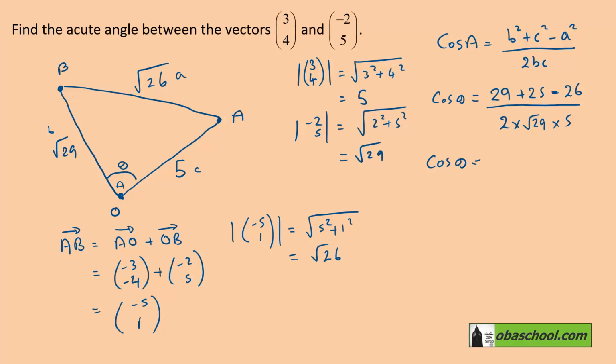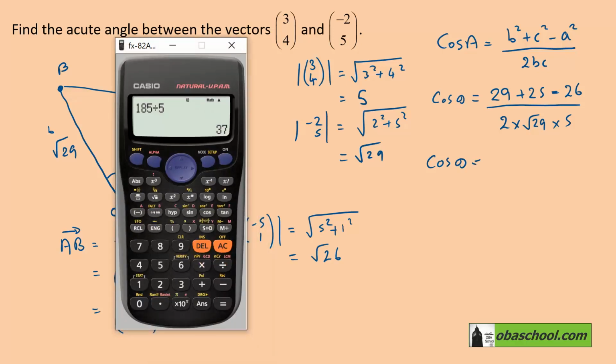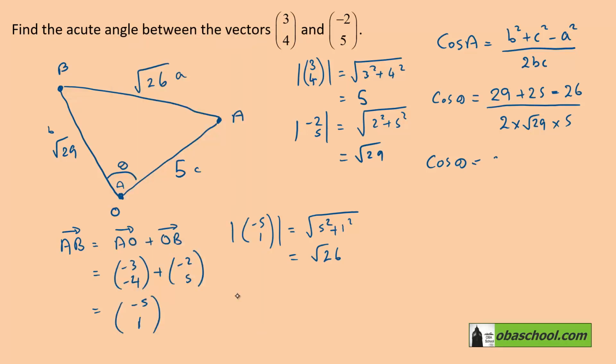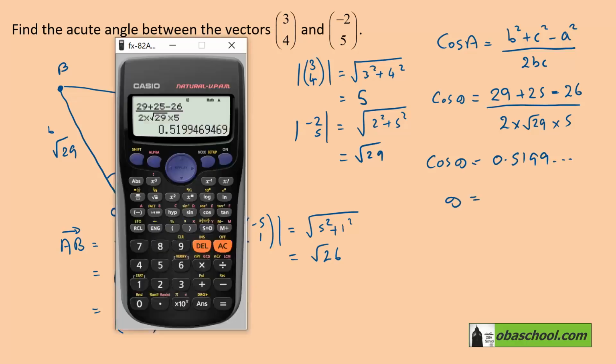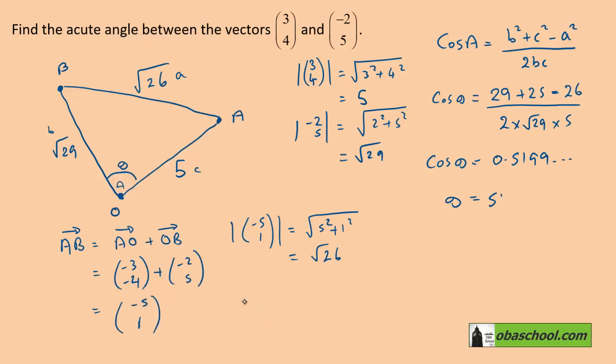So cos theta equals, let's get the calculator, and we've got 29, add 25, take away 26, over 2 times the square root of 29 times 5. So that's 0.5199, and so on. And so for theta, we're just going to do the inverse cosine of the last answer, and that's 58.7 degrees.